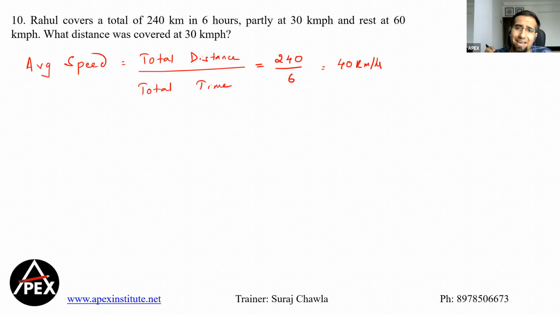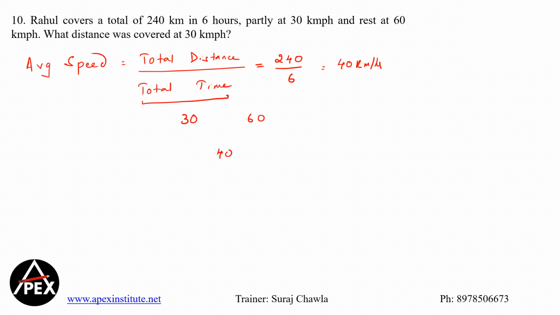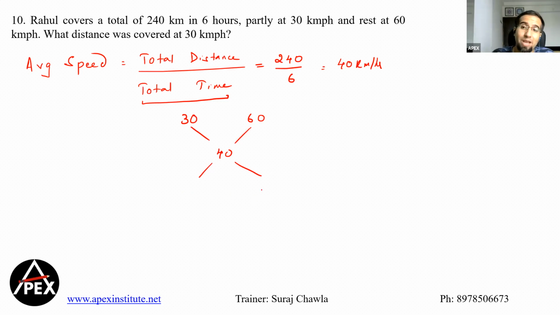Now what am I looking at? If I allocate the speeds, that is 30, 60 and 40, I get the ratio of denominator. Now what is my denominator? That is time taken. That's the only catch here, okay? So this becomes 2 is to 1. Now 2 is to 1 is the ratio of time taken. Clear, guys?